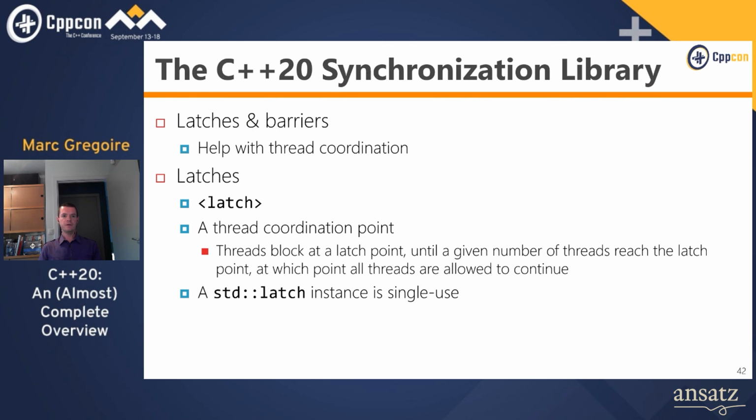Next, we have the latches and barriers, which help with thread coordination. A latch is a coordination point in a thread. So a thread blocks when it arrives at a latch point until a given number of threads arrive at that point. And then once the given number of threads arrive at the point, all of the threads are unblocked and continue. So basically you say that at the coordination point, I want 5 threads to arrive. With each thread that arrives at the coordination point, a counter is decremented. Once the counter reaches 0, all the threads are allowed to continue executing. Once the counter reaches 0, it stays 0. So basically a latch is a single-use object.